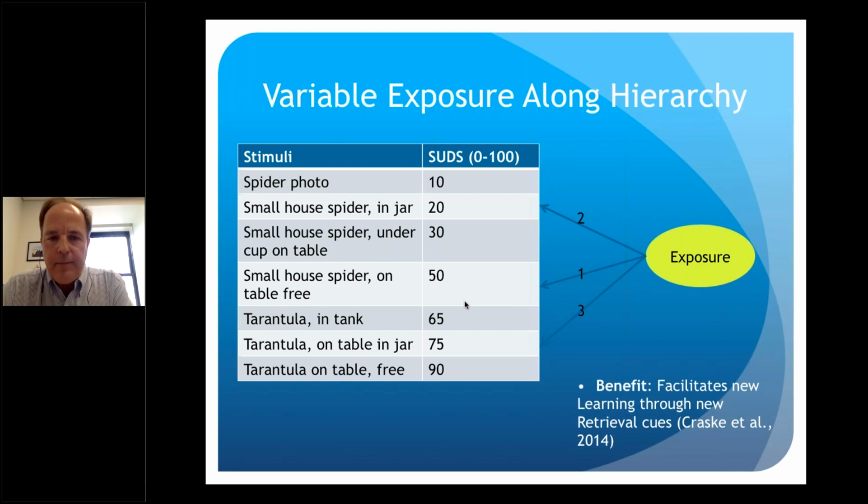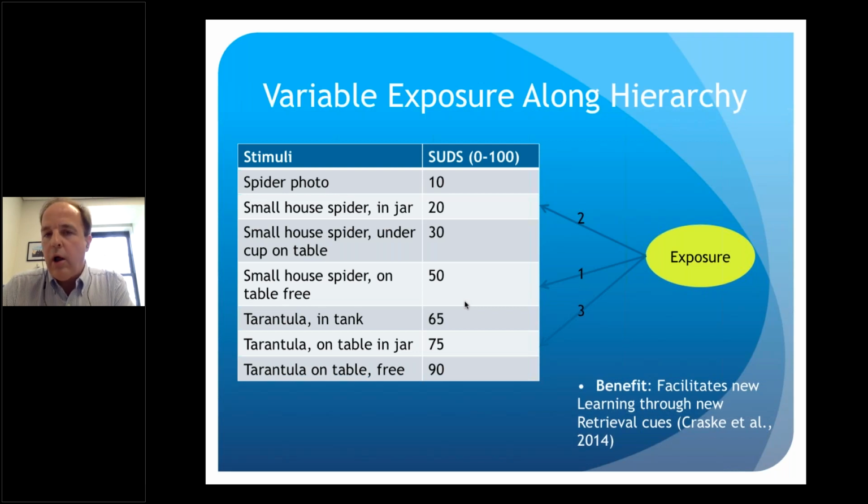So here's an example. I have just a rudimentary kind of hierarchy with some spider fear kind of stimuli. So spider phobia, client whose fear of seeing just a photo of a spider, pretty low level of subjective units of distress. Small house spider in a jar in the office, around 20. Small house spider under a cup on a table, so it could potentially be let loose, around a 30. Small house spider on a table and is free, and you see where this goes.